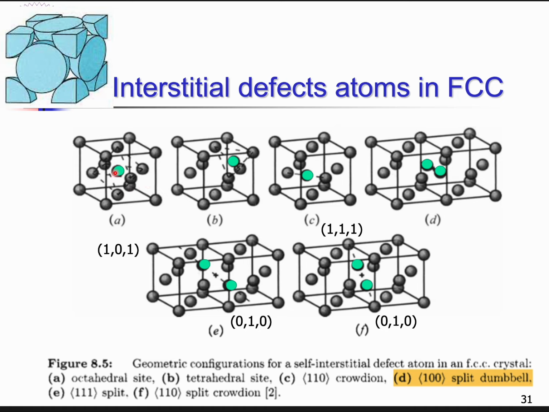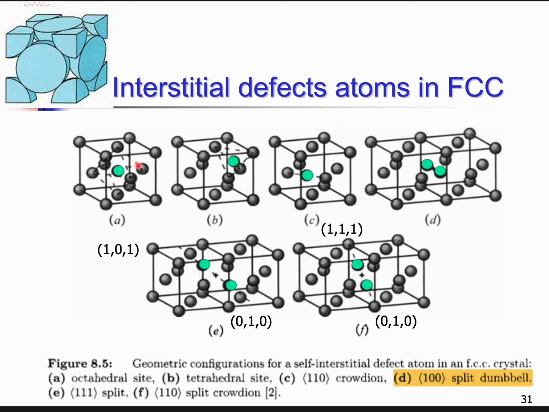Okay, so I use this green circle to represent the interstitial defect atom in FCC. And don't forget, these atoms are the same type of atom as the host atom. So the A is what we call the octahedral site, right? Because this is FCC structure and this is the octahedral site.